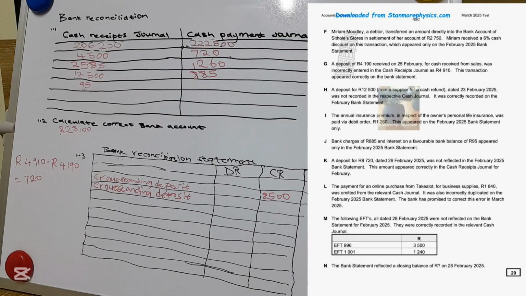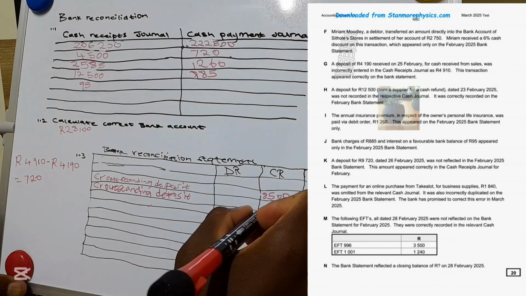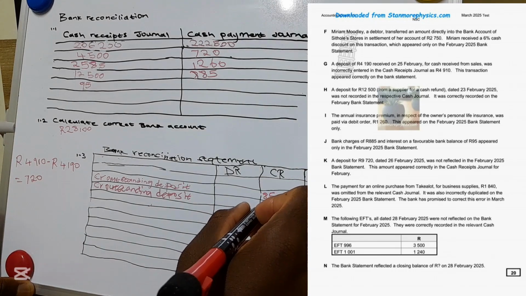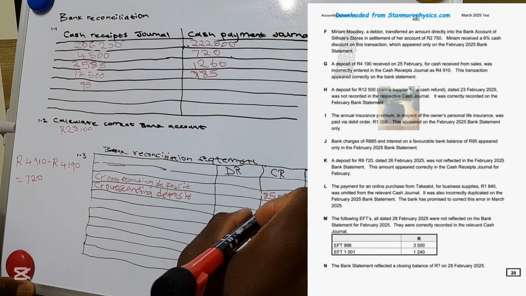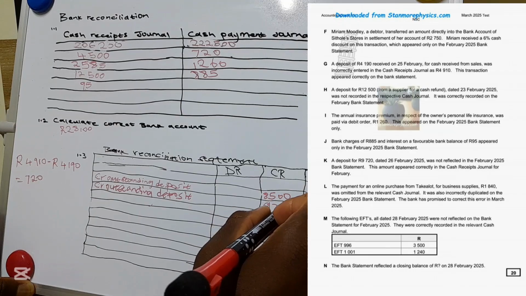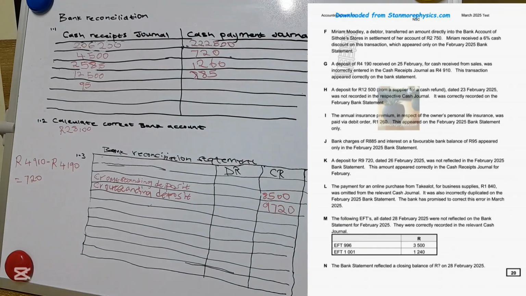So that outstanding deposit was how much? It was 9,720. Okay, we are done with this one. We go to number L.